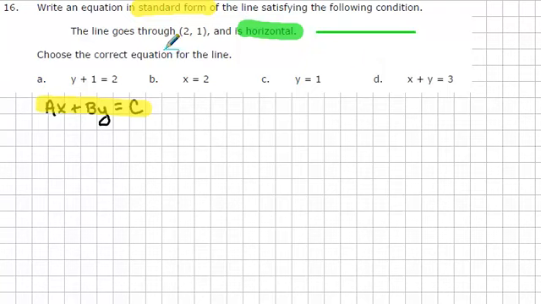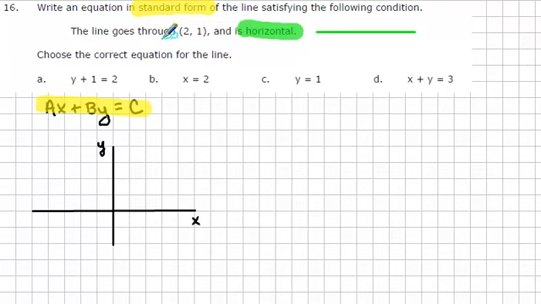So let's go ahead and draw the line. The line goes through the point (2, 1) and is horizontal. So first of all, draw the x and y axes. Our x-axis is horizontal. The y-axis is vertical. We have our x-axis and y-axis.